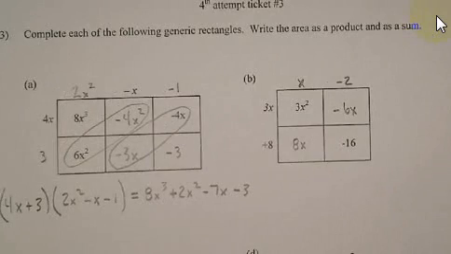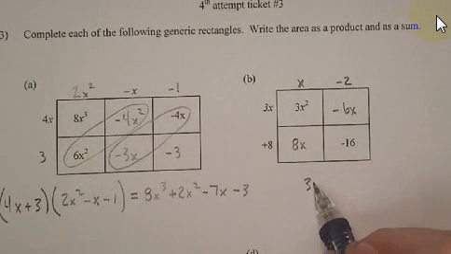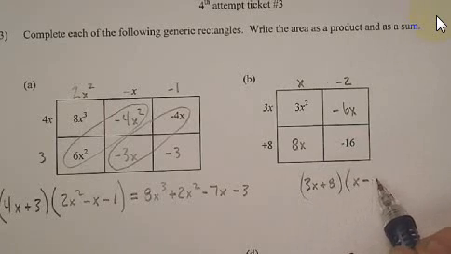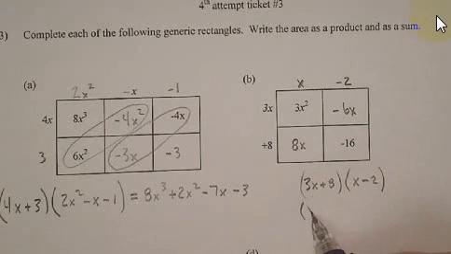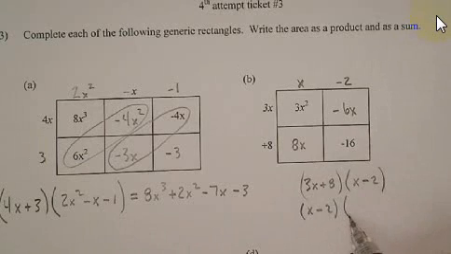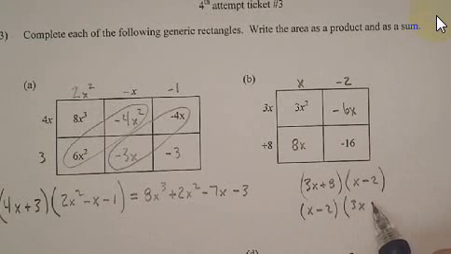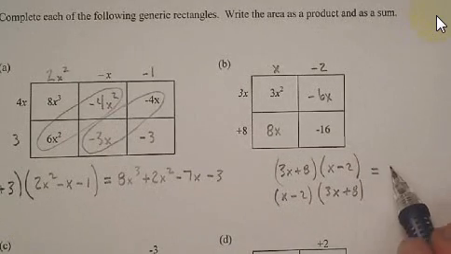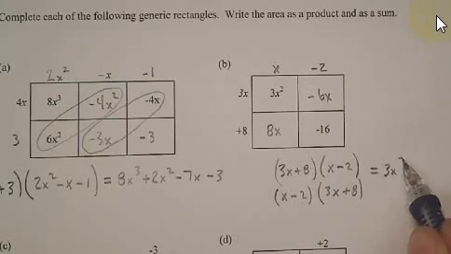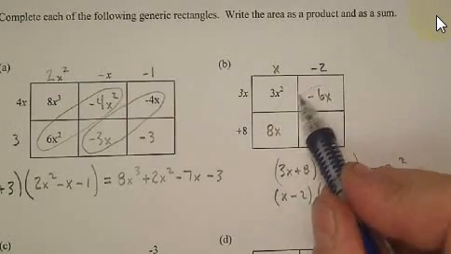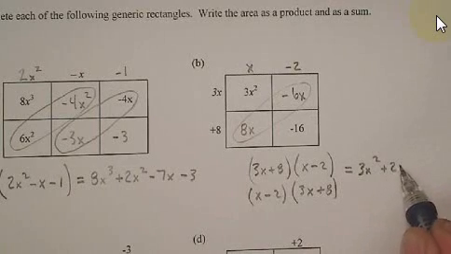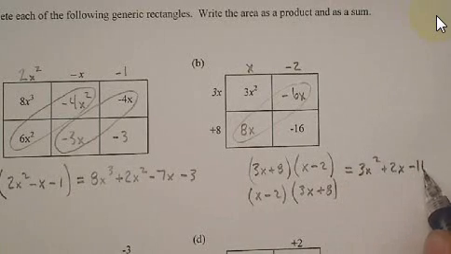So our product is 3x plus 8 times x minus 2. Now, in case you're wondering, it's okay to write what's going across the top first and what's going down the side second. That's not wrong. So if you felt like that's what you wanted to do and you were curious, both are correct. I don't care. And we know that's equal to all of those rectangles added up, starting with the 3x squared. Here are our like terms, so let's go ahead and combine those. Add those together, you get positive 2x, and finally minus 16.